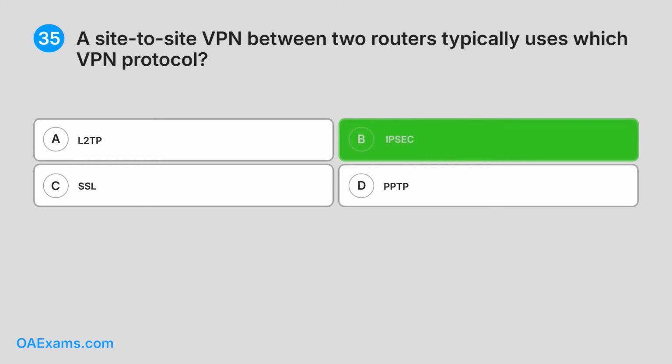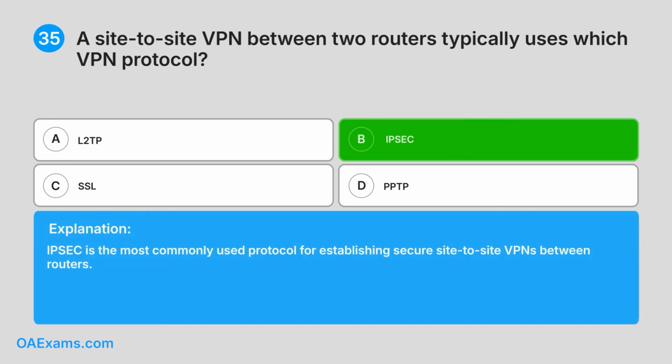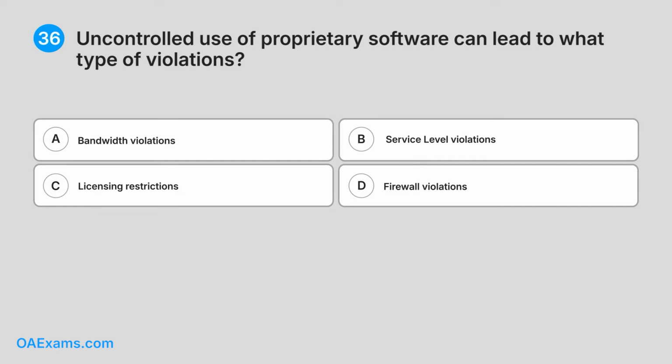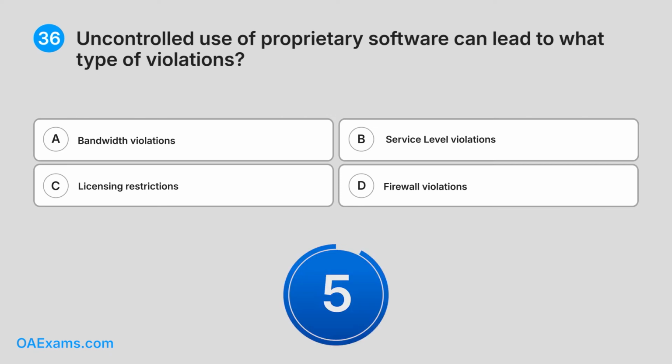Correct answer: B. IPsec. Explanation: IPsec is the most commonly used protocol for establishing secure site-to-site VPNs between routers. 36. Uncontrolled use of proprietary software can lead to what type of violations? A. Bandwidth violations. B. Service level violations. C. Licensing restrictions. D. Firewall violations. Can you guess the answer?